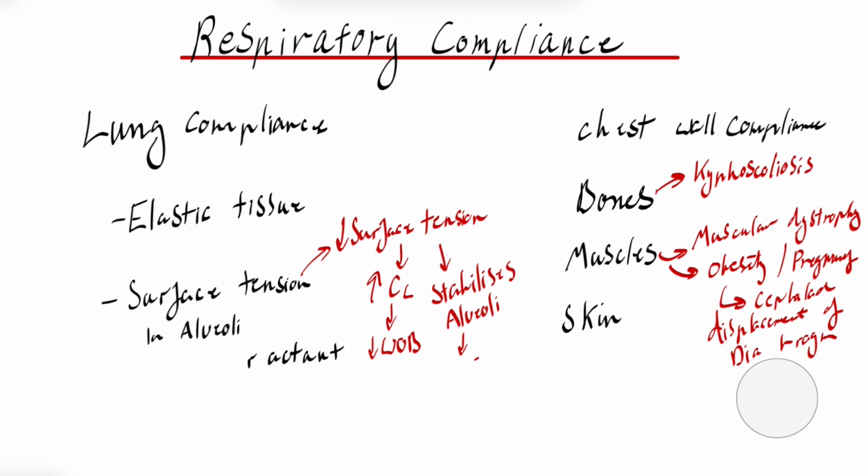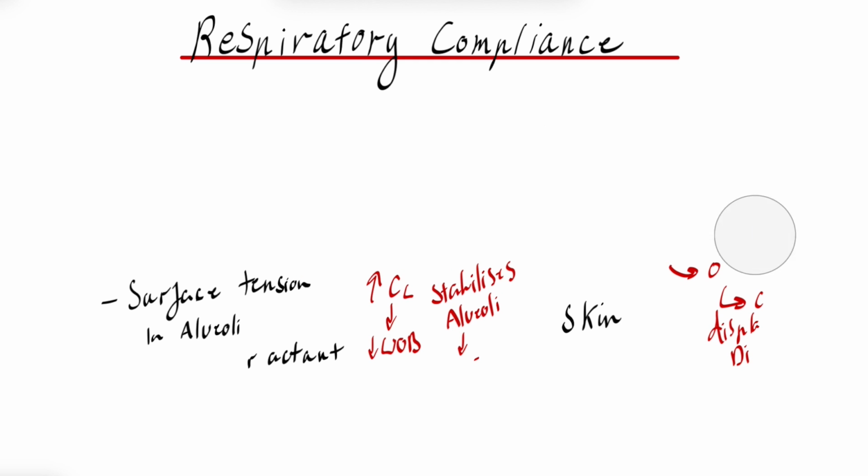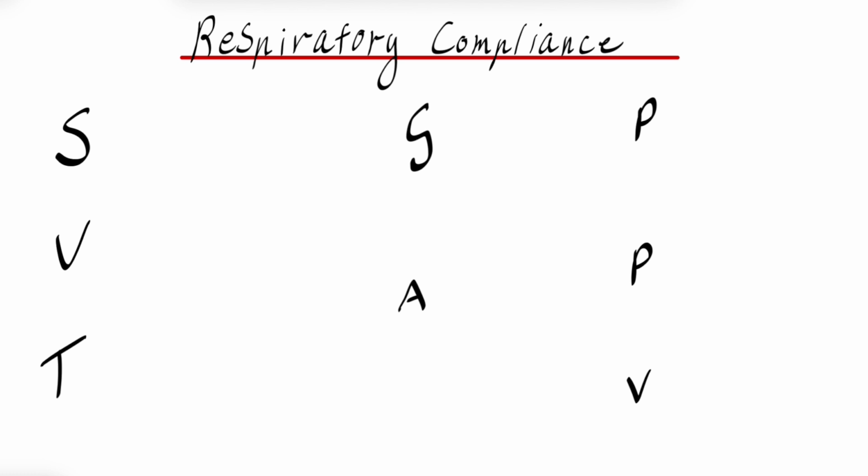Now, these are just the specific things to each of those different compliances, but overall, to remember the respiratory compliance, the way I remember most of the determinants of lung and chest wall compliance is through a mnemonic, which is SVT GA PPV, so supraventricular tachycardia, general anesthetic, positive pressure ventilation. So the first S is absolute size.